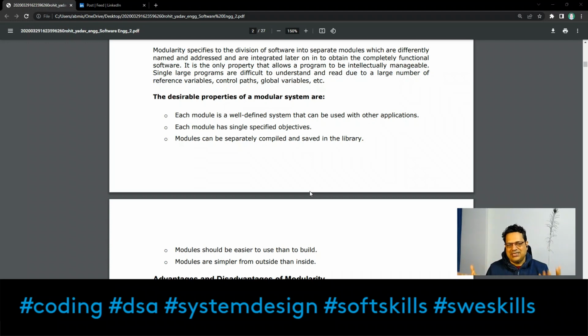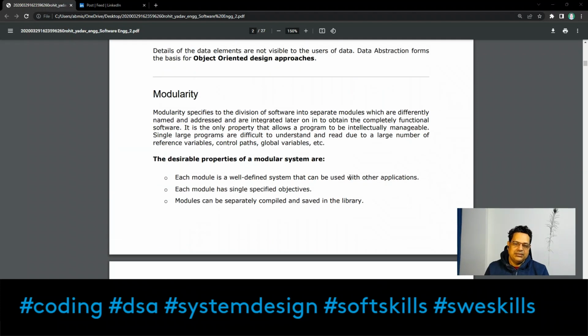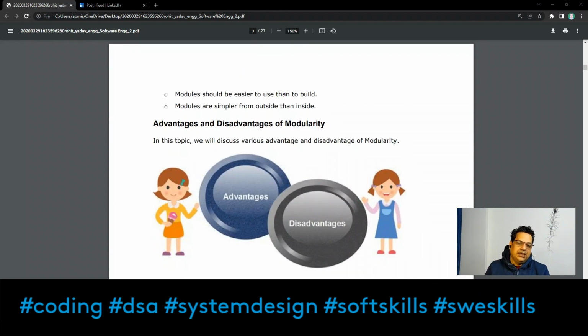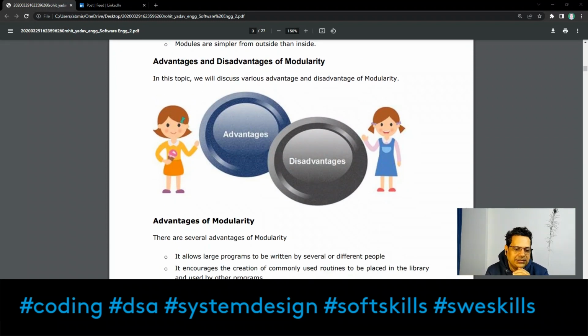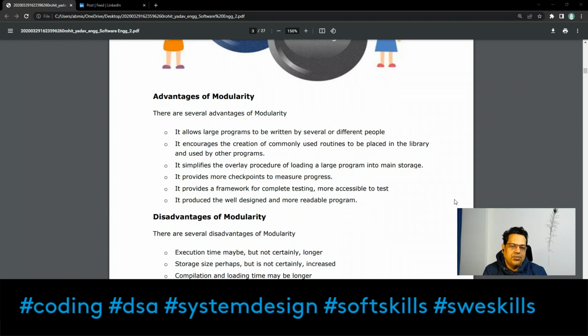One problem solution with a specific objective, a single specific objective, like that. This is more meaningful, and if you remember, SRP, the single responsibility principle, is happily playing here. Okay. Now, advantages and disadvantages of modularity. In this topic, we will discuss various advantages and disadvantages of modularity. So let's go to the first advantage of modularity, what the author thought here.